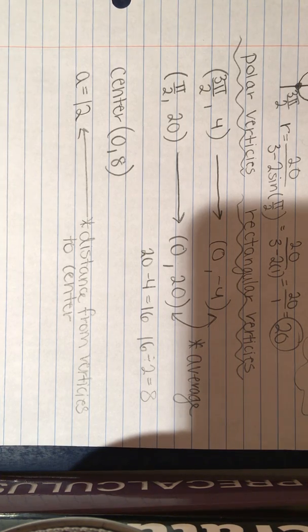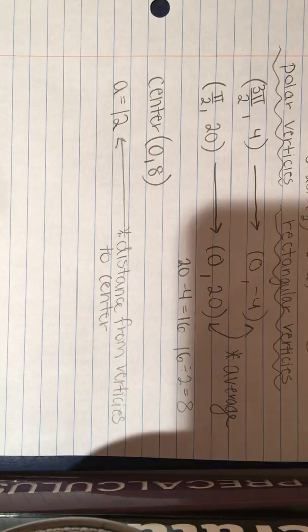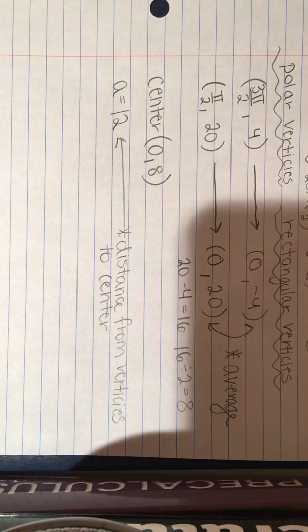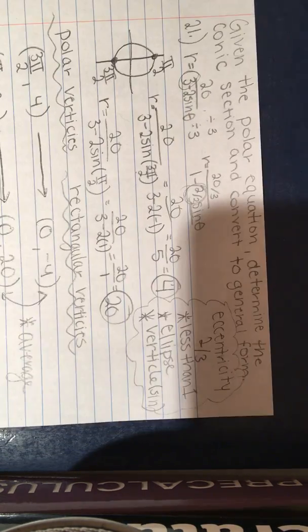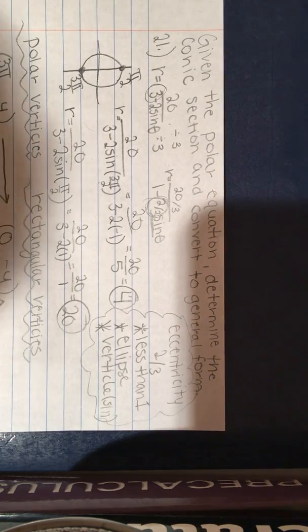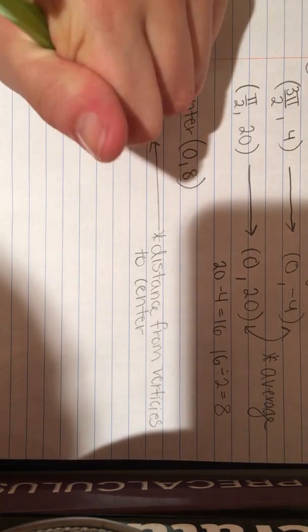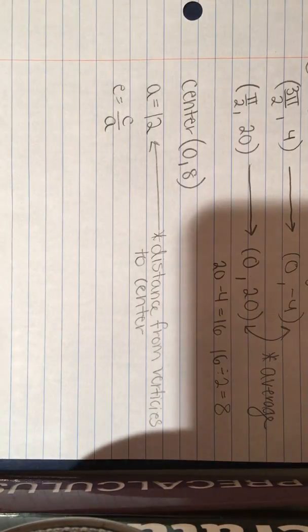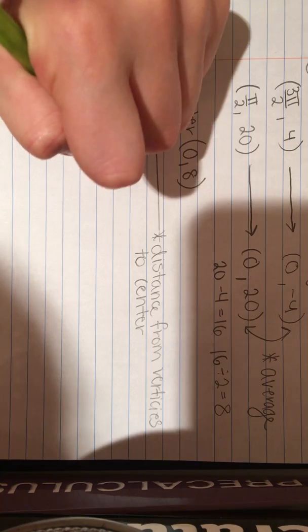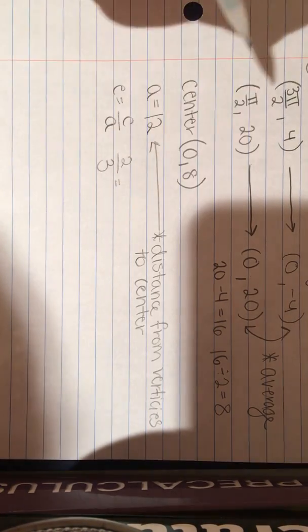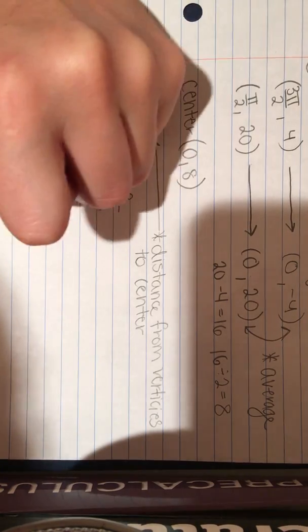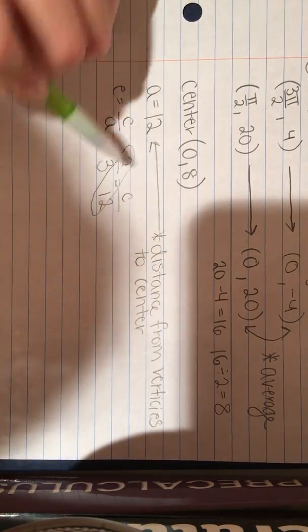All right, so after we find A, the next thing we need to find is C. And remember our equation for eccentricity, E equals C over A? That's how we're going to find C. So if we look at our tidbit of information up here, this is where that comes into play now. We know our eccentricity is 2/3. E equals C over A. So we're going to plug in E because we know what the eccentricity is, and we're going to plug in A, and then we're going to solve for C. So E is 2/3, we don't know C, and A is 12. So now we're just going to solve that and cross multiply.